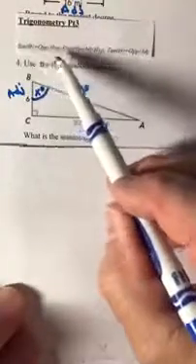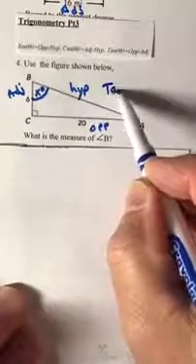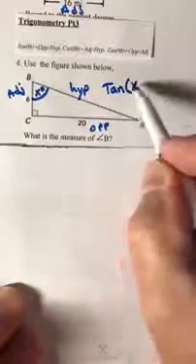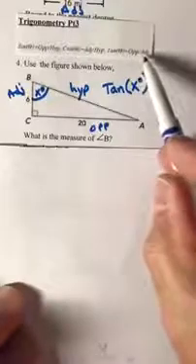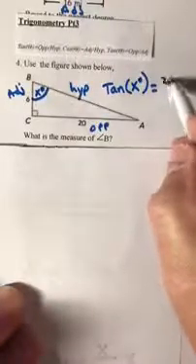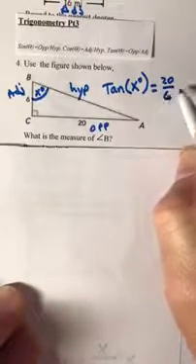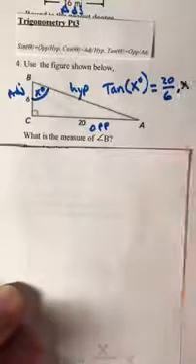So opposite and adjacent. Opposite and adjacent is tangent. Okay, so tangent of X degrees is equal to opposite divided by adjacent, which is 20 over 6. Put a comma, X there, meaning you solve for that.